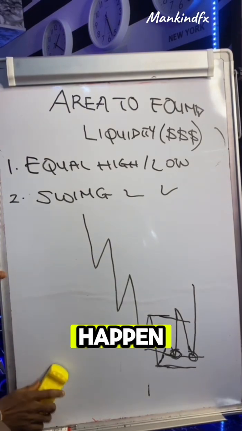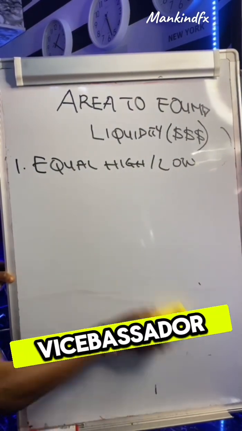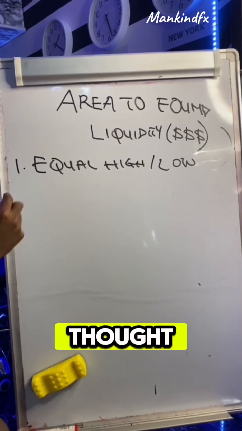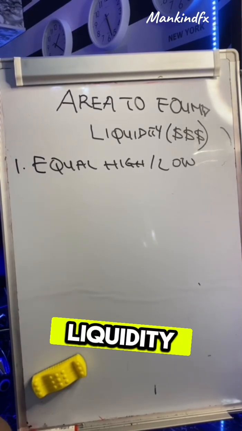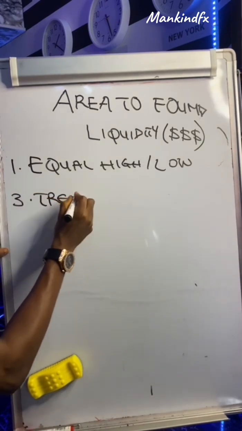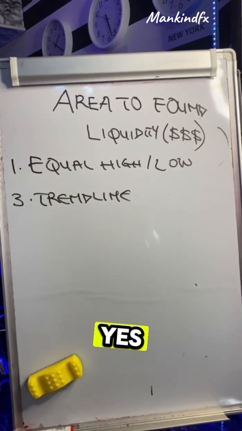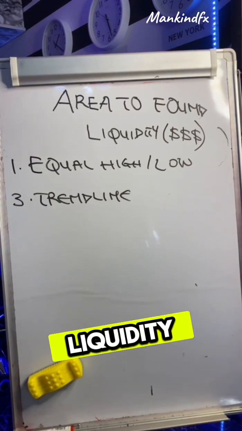And the same thing happens with your swing high, it's just vice versa. I won't be talking about that. So the third area where you can find your liquidity is your trend line. I know a lot of people will say, how come there is liquidity in a trend line? Yes, you can find liquidity in a trend line.